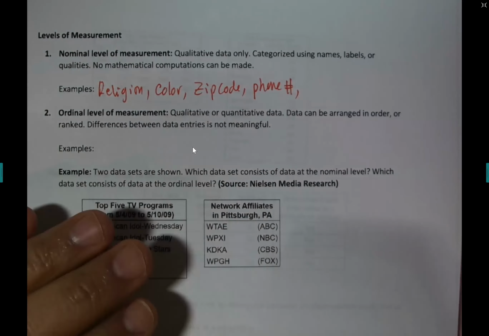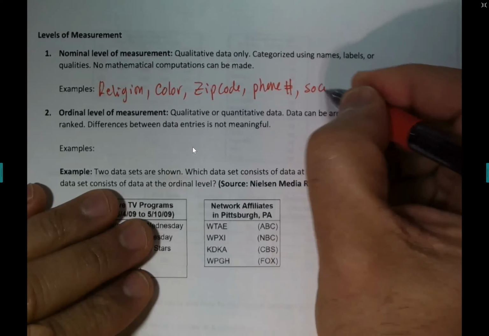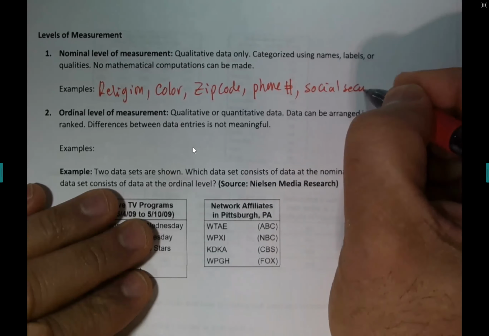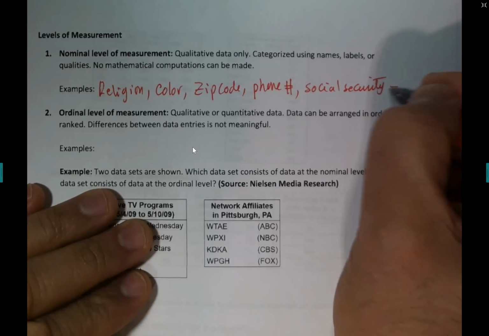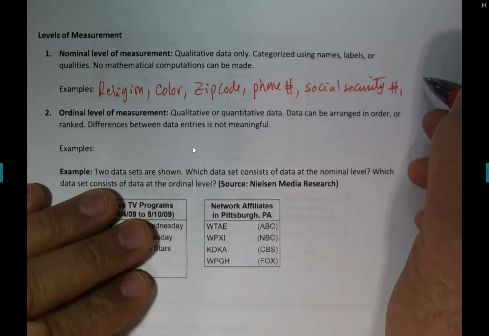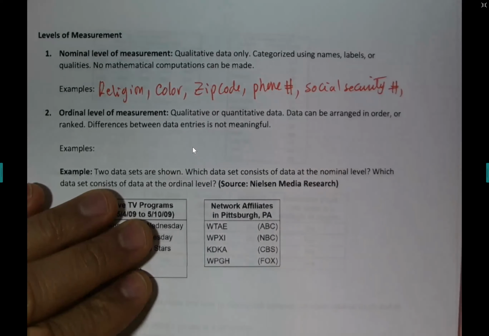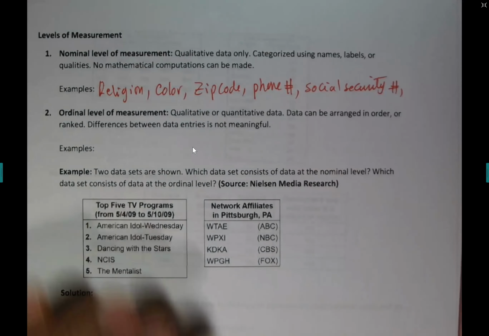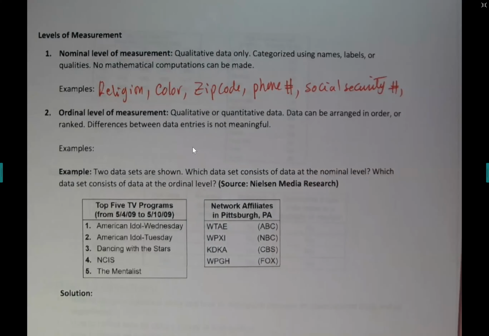Social security number. Credit card number, yes. Your student ID also falls under nominal. You know that you don't sort them out and rank them from smallest to largest. You just can't do that. So these are examples of nominal level.